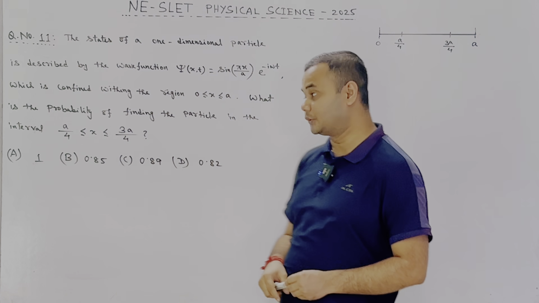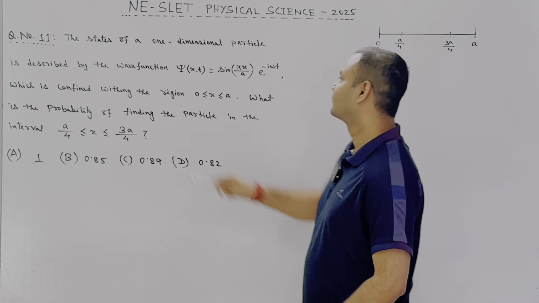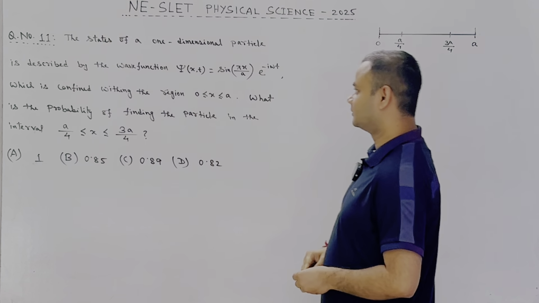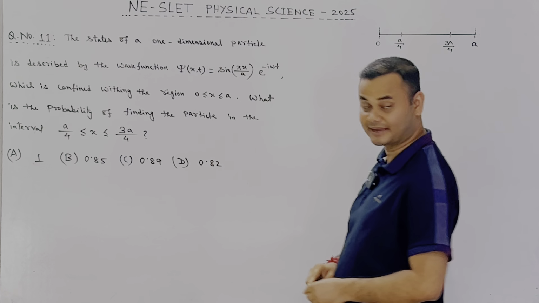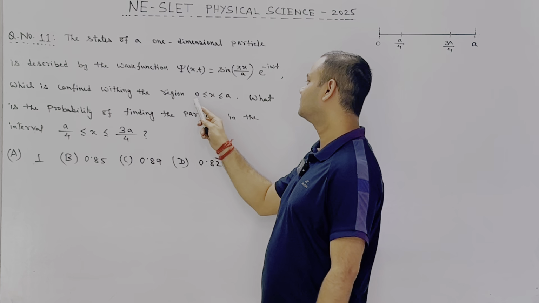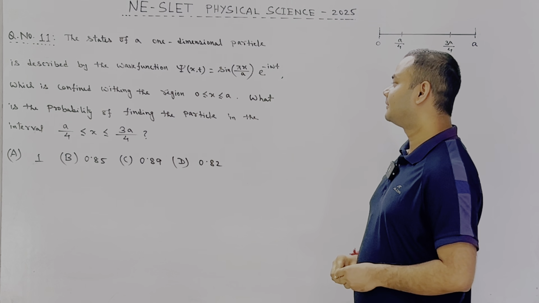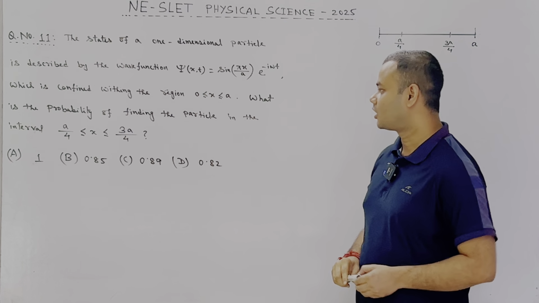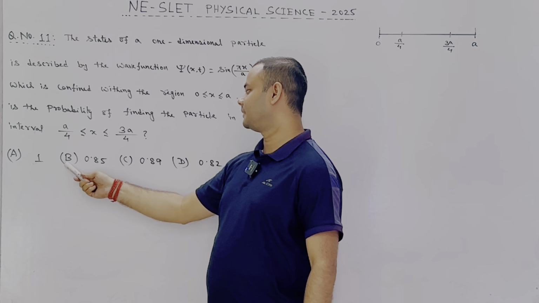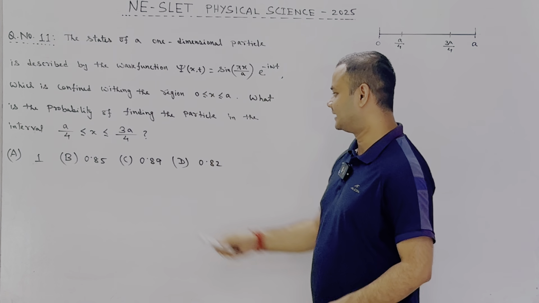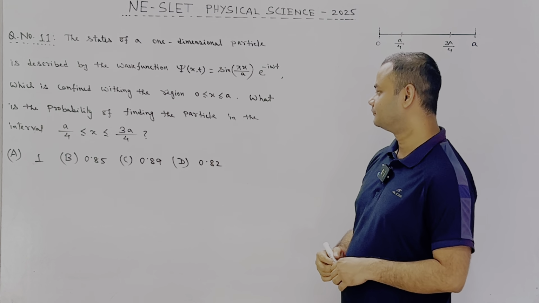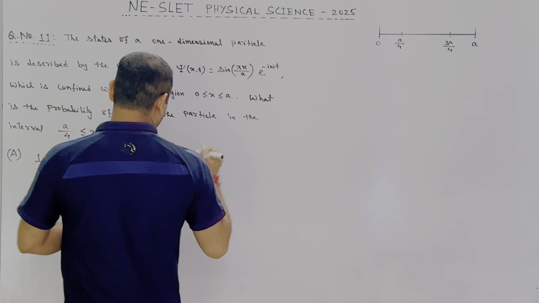Next, question number 2. First, let me read the question. The state of a one-dimensional particle is described by the wave function psi x, t equal to sin pi x by a into e to the power minus iota omega t, which is confined within the region 0 to a. What is the probability of finding the particle in the interval a by 4 to 3a by 4? Option A 1, option B 0.85, option C 0.89, option D 0.82. Here the correct answer is option D.